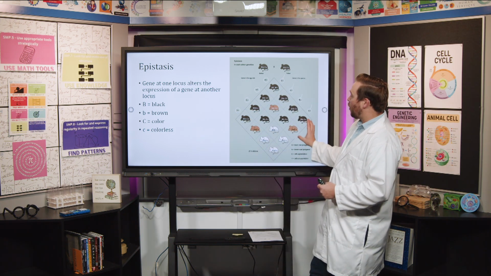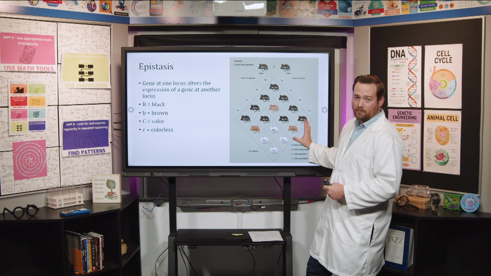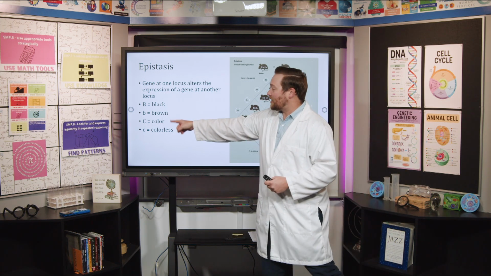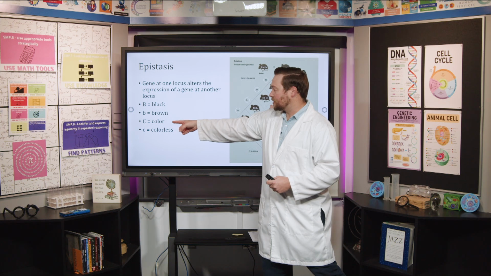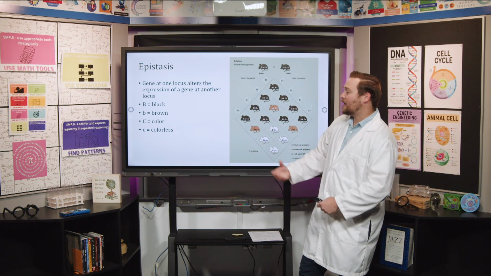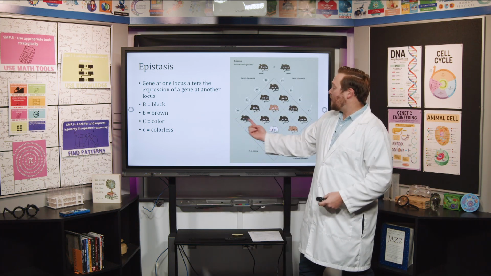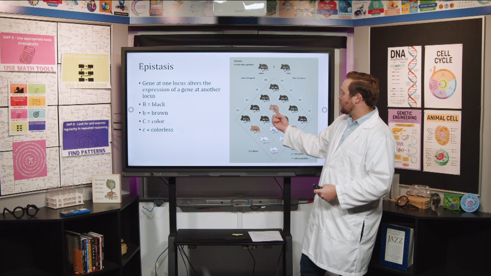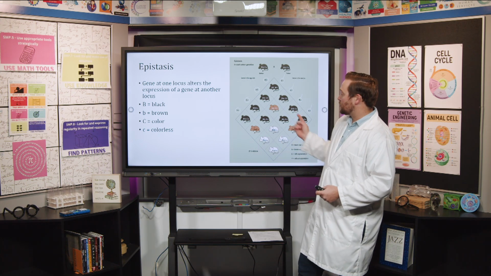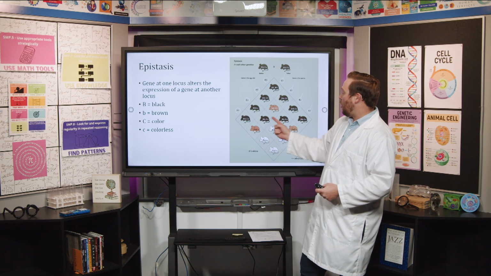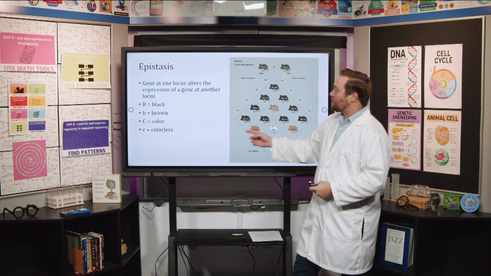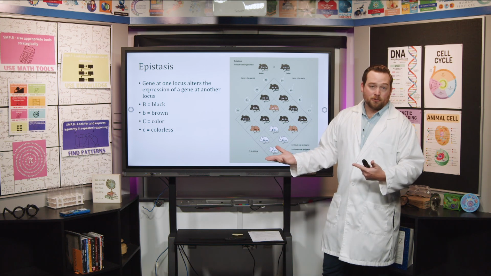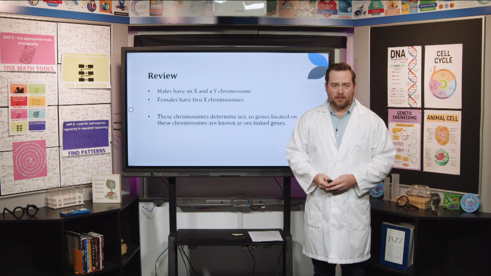And then up here, all of these are showing some kind of color. They're showing brown or black, and that's because they have at least one of these capital C's. Because of that, their color shows through, and we can figure out what color they are based off of their genes. Because these three are all homozygous recessive, they're brown. All these other black mice up here have at least one capital B, so they're showing that dominant trait, which is black. Okay, so that's epistasis, okay?